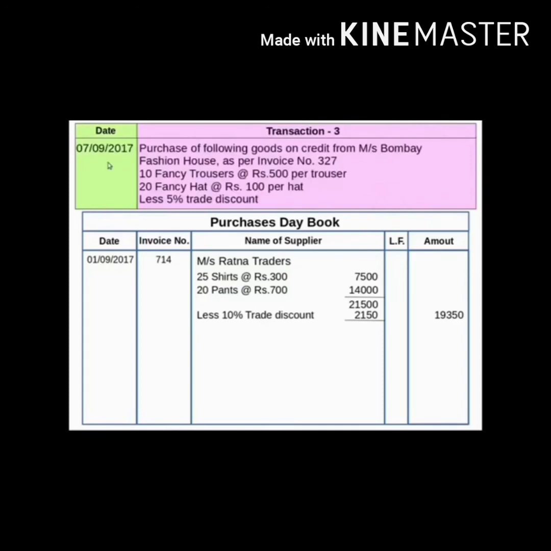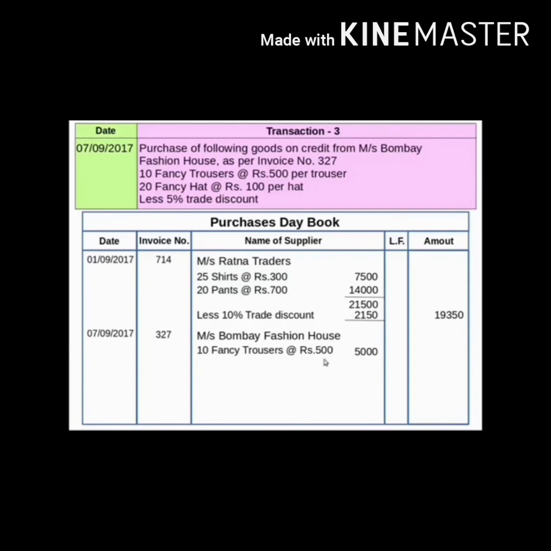Now the third transaction is purchase of the following goods on credit from Bombay Fashion House, invoice number 327. Okay, this is a credit purchase and the goods are clothes. तो ठीक है, ये ट्रांजेक्शन हम ज़रूर रिकॉर्ड करेंगे परचेज डे बुक में. But you have purchased 10 fancy trousers at 500 per trouser. We put the date here, 7 September 2017. Invoice number is 327. You also have to give the brief description of the supplier, that is Bombay Fashion House, 10 fancy trousers at 500. So the amount is 5,000.